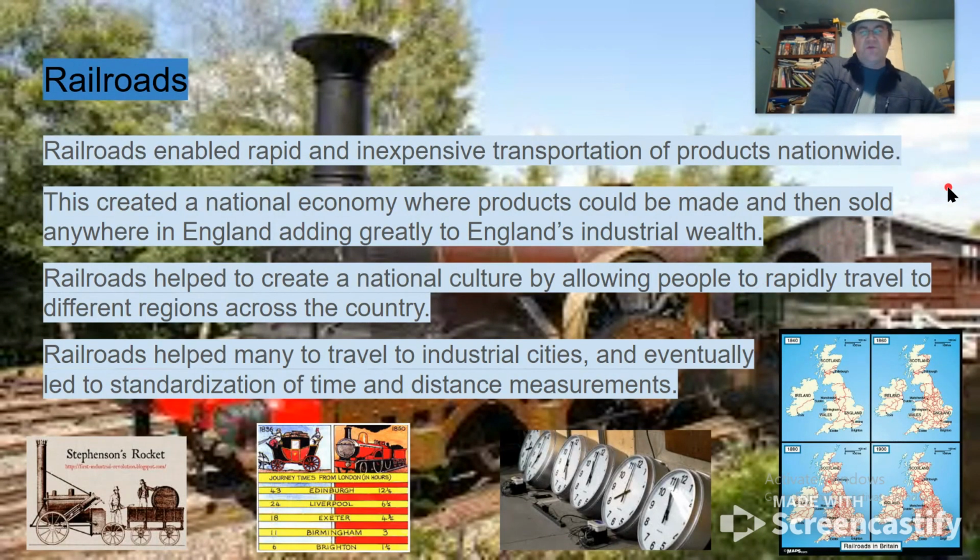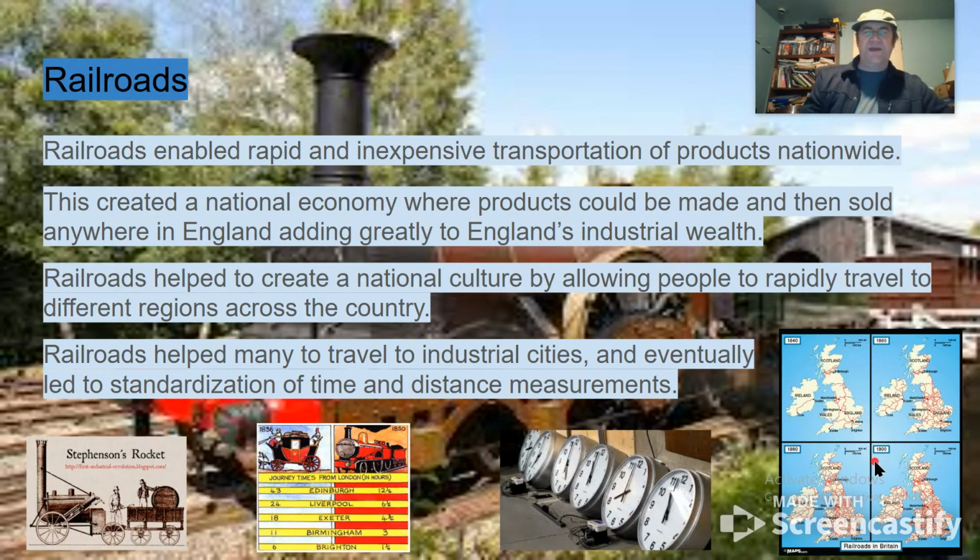Another innovation is railroads. Railroads were an early industrial era invention that's essentially a steam engine on wheels. Railroads enabled rapid and inexpensive transportation of products nationwide. So products were being sold through rivers and canals, as we talked about earlier, but railroads made it even cheaper, and eventually railroads spread all across England. So virtually everywhere in England, Scotland, Ireland was accessible by rail.